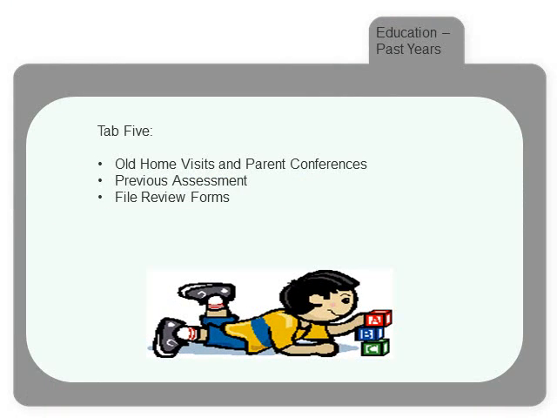Tab 5 is also an Education section. However, this is the area to place previous year's information if the child has been with us multiple years. The information under Tab 5 is as follows: old home visit and parent conferences, previous assessments, and file review forms.